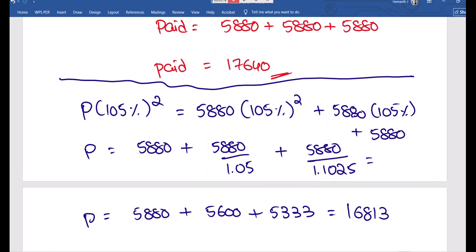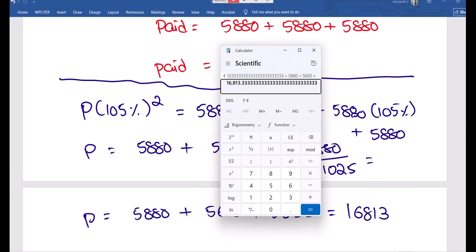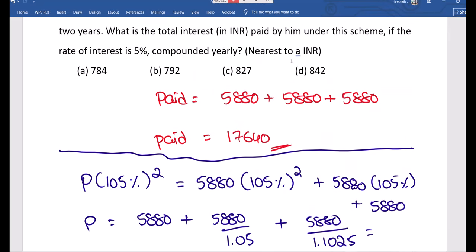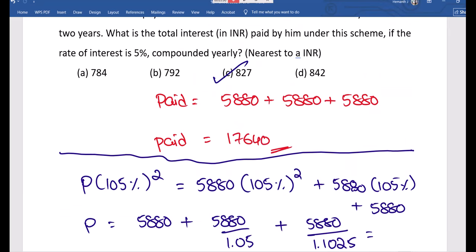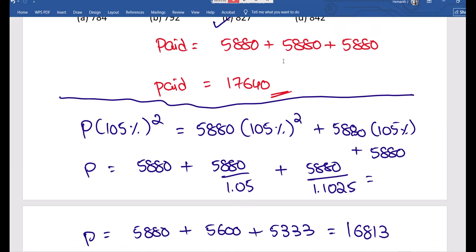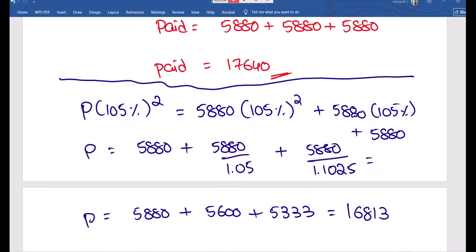16,813. Okay. You are paying 17,640 for them. What is the extra? 826.667. That's the answer, nearest 827. This is the machine cost, but you paid 17,640. It is the EMI concept, in fact, but that is monthly, but here it is yearly. But many people have that misunderstanding.